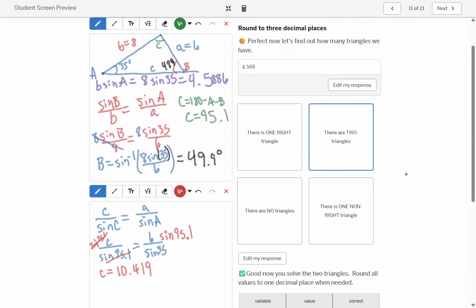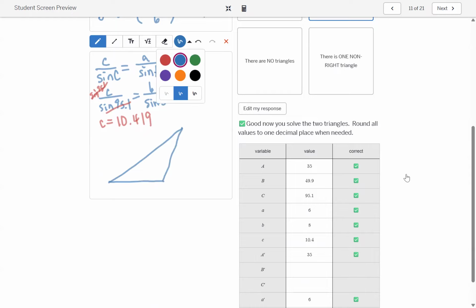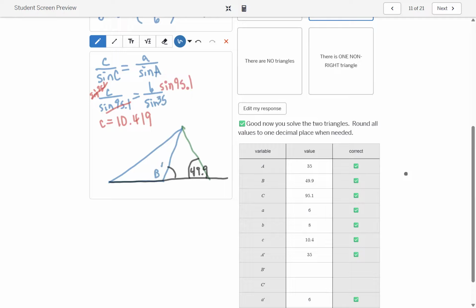All right, now we're going to figure out the wonky triangle. So I'm going to draw a picture of that. But I'm also going to sketch in that extra original side. So remember, this is 49.9. And then this angle is also 49.9, the outer one. So our B prime is 180 minus B. So that's 130.1.